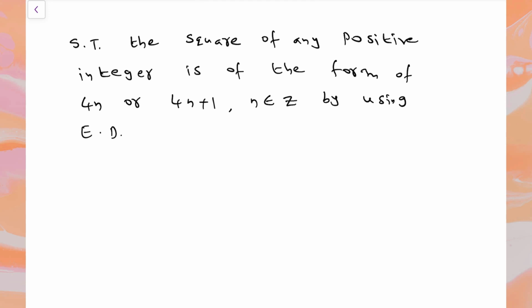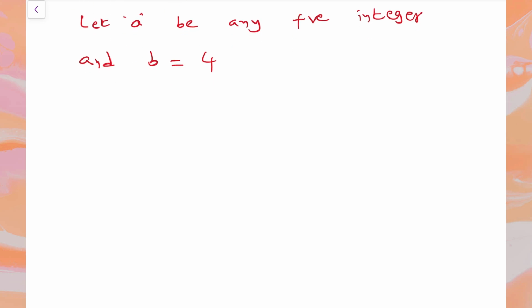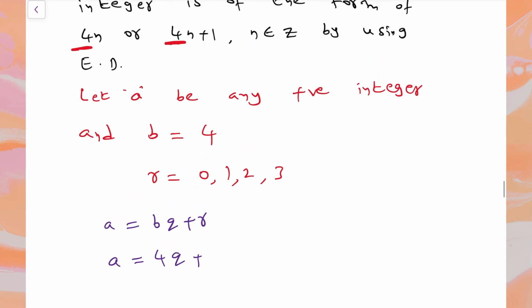Let a be any positive integer. This is the first statement we need to write for everything. And b equals, that will be given in the question only, 4n plus 1, that number 4 is b. If b value is 4, then what will be the remainders? Always the remainder will be less than the divisor. So 0, 1, 2, 3. Now these we need to substitute in our Euclid's division formula, that is a equals bq plus r. a equals b value 4, q, plus the remainder we will substitute.